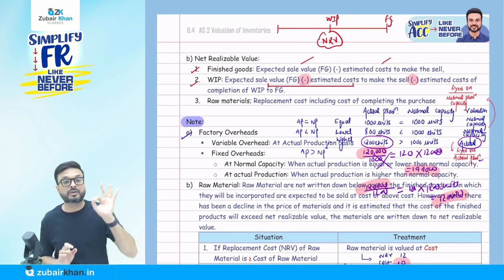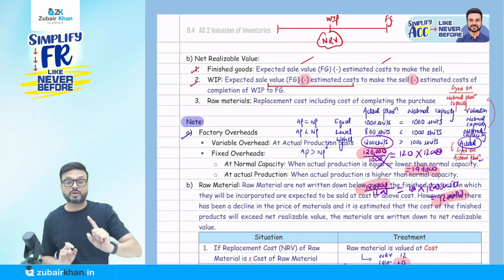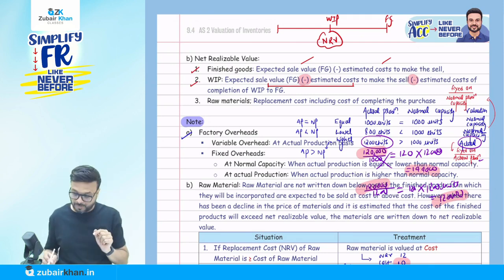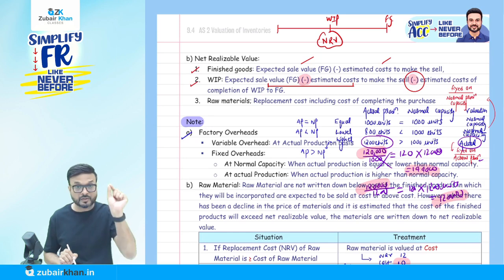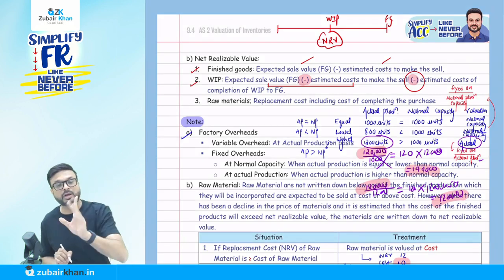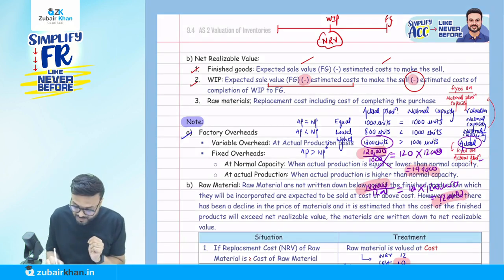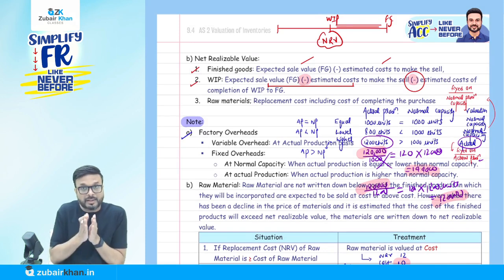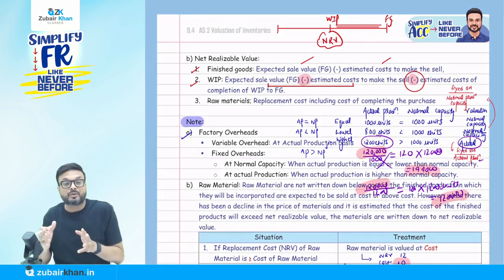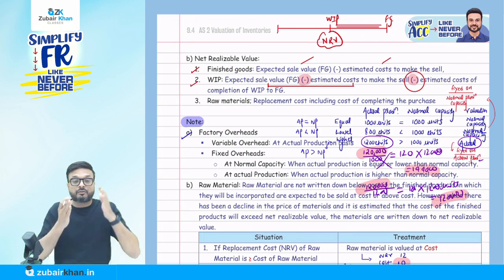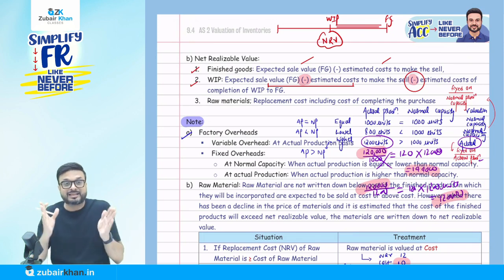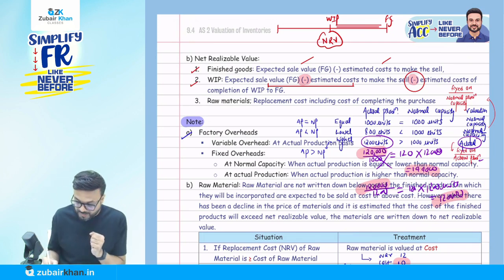Okay. We find out the NRV of finished goods, but one more additional point will come here. That is the estimated cost of completion of WIP to finished goods. It means whatever cost I am going to incur from the WIP to finished goods stage, that also has to be deducted.